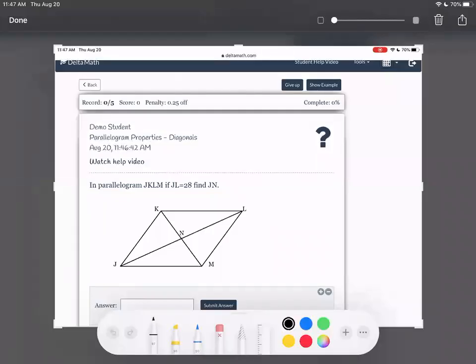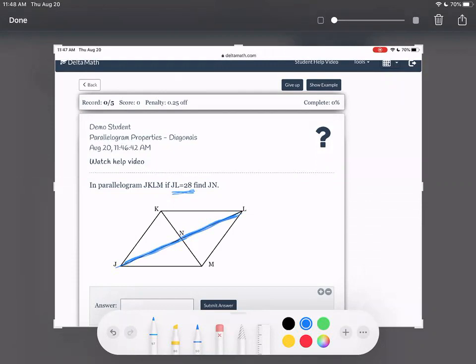All right, so we're given this parallelogram and we're told that the measure of diagonal JL is 28. That's over here. I'm going to draw a blue line over it. This is 28.